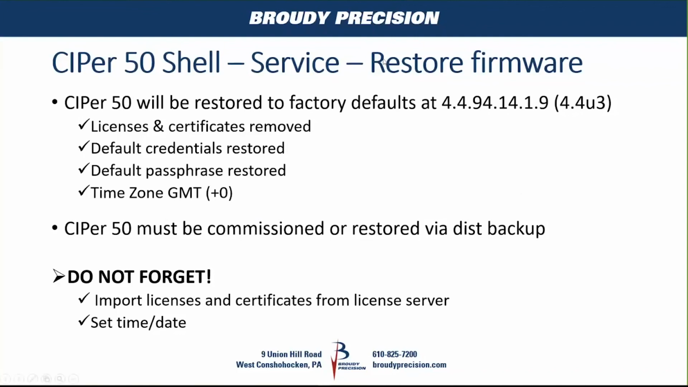But once you go through this process, you're at 4494, and then if you have a distribution backup at 4.7 or 4.8, you could use that to use the distribution restorer in platform in Workbench and restore a backup to get up and running again on your CIPer 50.